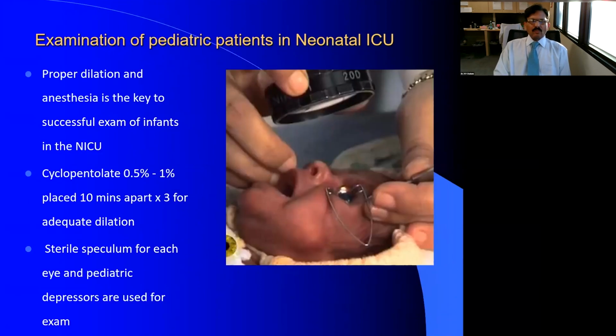So here is an example of an examination in an intensive care unit. We as retinologists are often called to monitor retinopathy of prematurity. Proper dilation and anesthesia is key to successful examination of infants. We often use cyclopentolate, a combination of 0.5% to 1%, placed 10 minutes apart 3 times to get adequate dilation. A sterile speculum is placed for each eye, and pediatric depressors are used for examination, separate for each eye, so that sterility is managed and maintained.